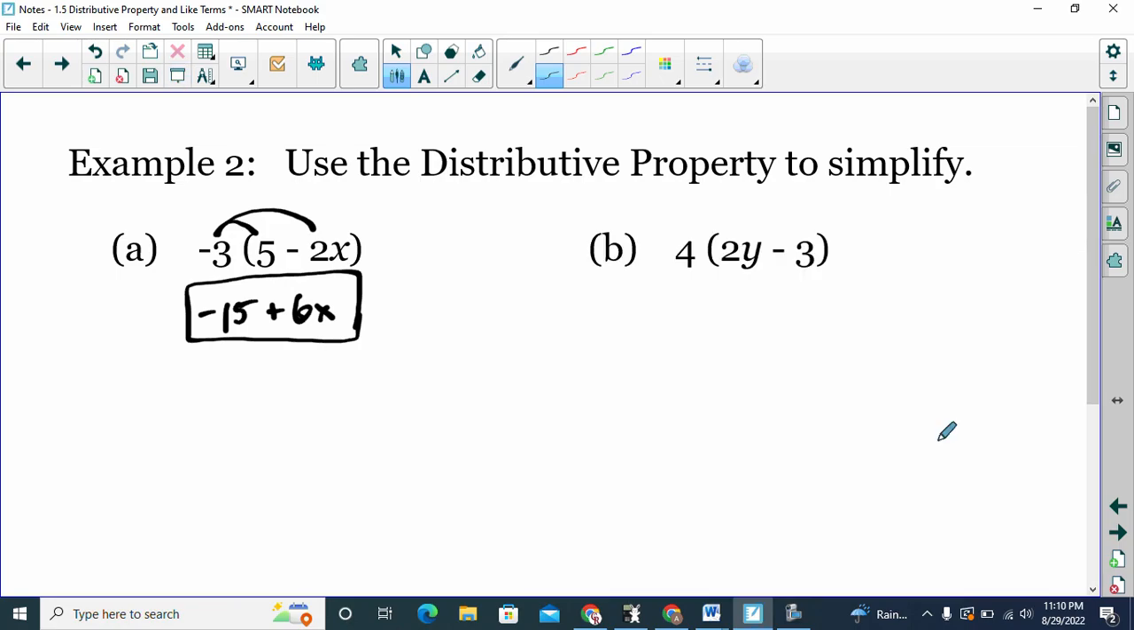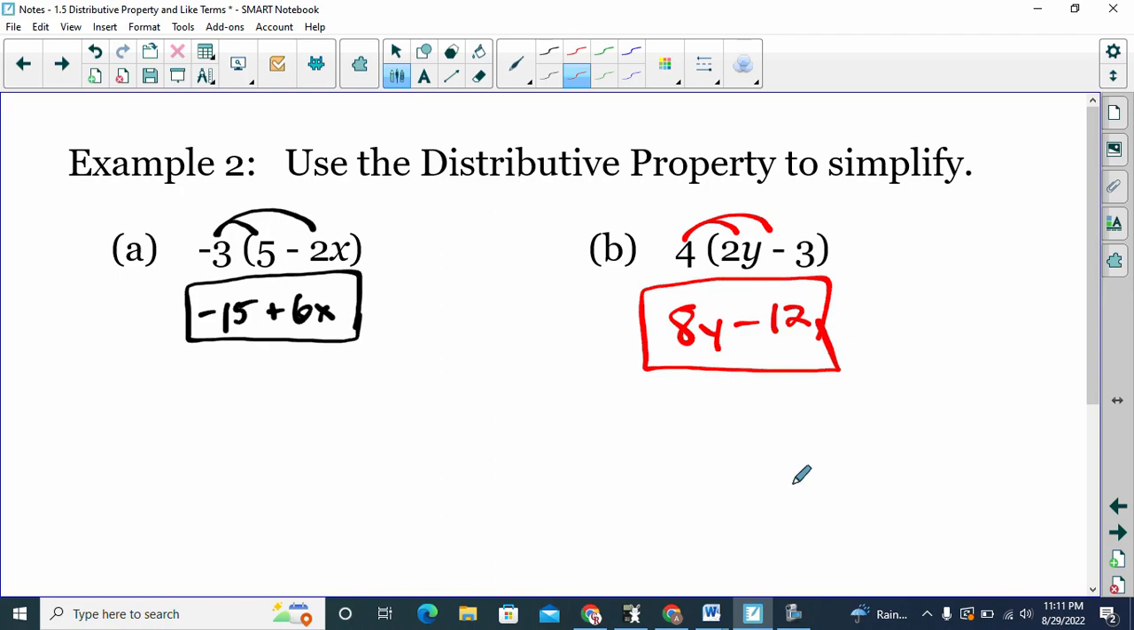Part B, 4 times the quantity 2y minus 3. Like the others, we're doing 4 times 2y. 4 times negative 3. Don't forget about the minus sign there. 4 positive times negative, that's a minus. 4 times 3 is 12. That is the distributive property. That is our first topic for the day.